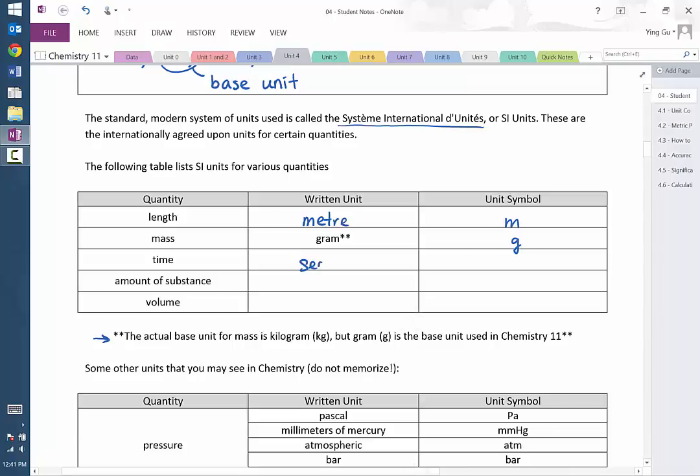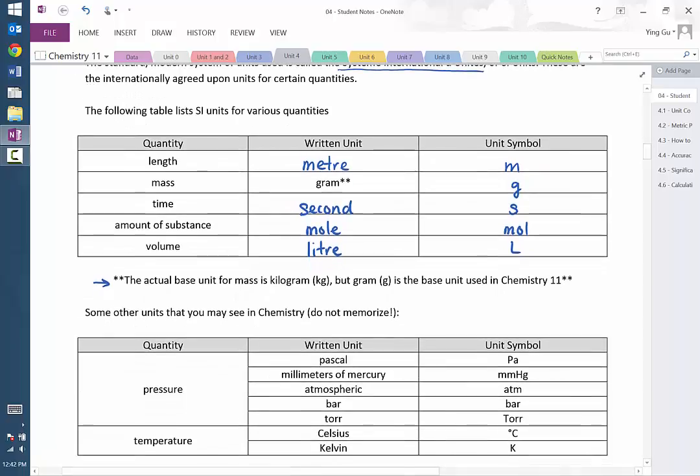For time, it is the second. That is the smallest base unit for that. The amount of substance, which you will learn about in Unit 5, is called a mole. The symbol for that is mol. And for volume, the internationally accepted unit is liters, capital L. These SI units you need to know and memorize. It's important to know what the standard unit is when you're reporting your measurements.